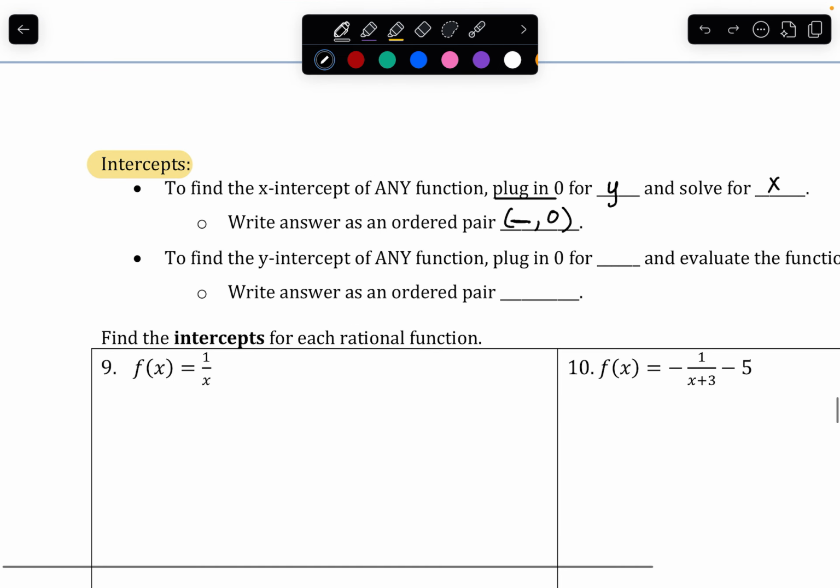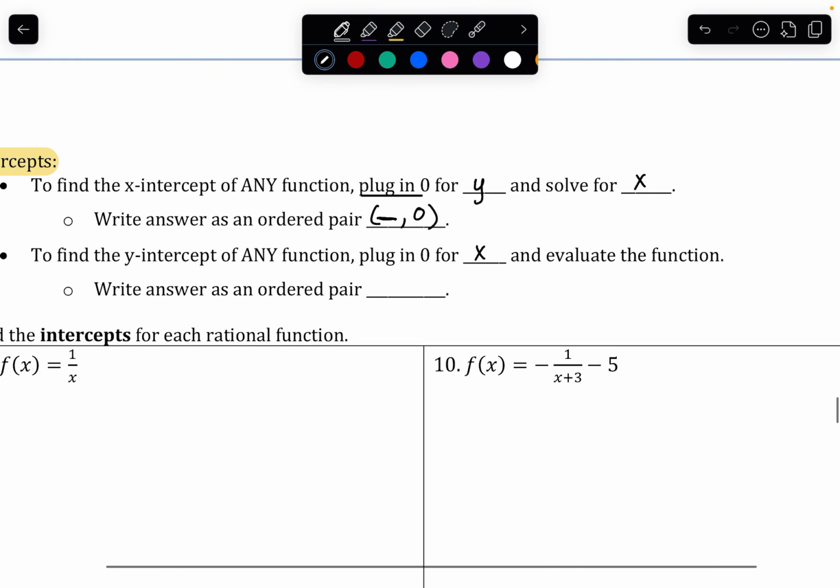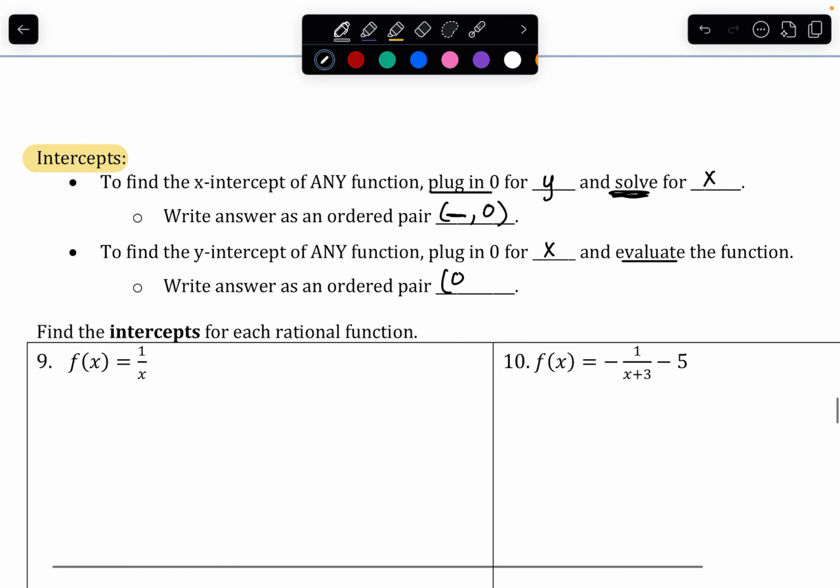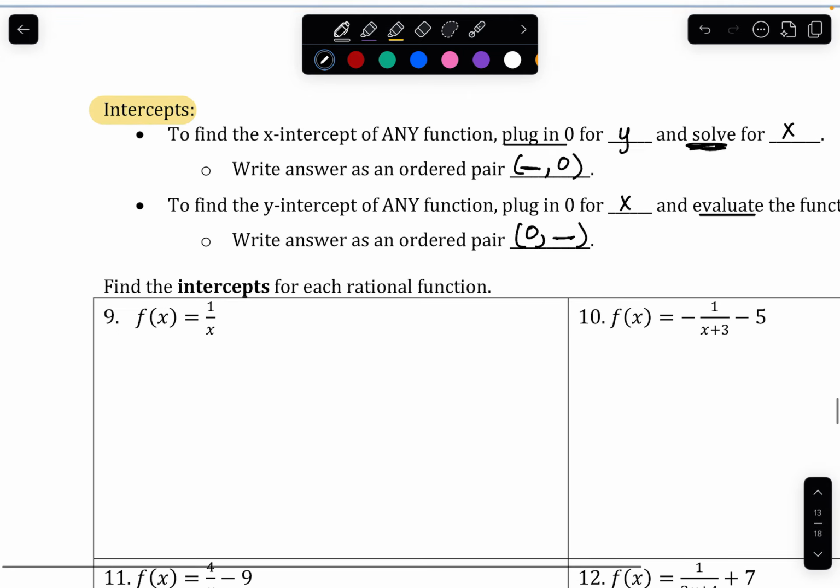Okay, to find the y-intercept of any function, you plug in 0 for the x, and you just evaluate the function. You don't actually have to solve. You have to solve for the x-intercept because you have to isolate x. Here, you're basically just number crunching. Also write it as an ordered pair. X is 0, and then you're finding the y-coordinate.